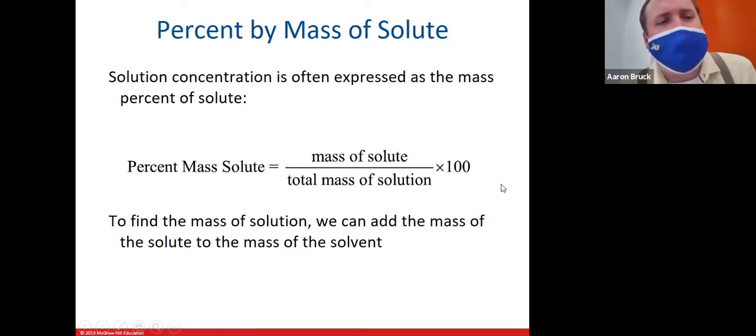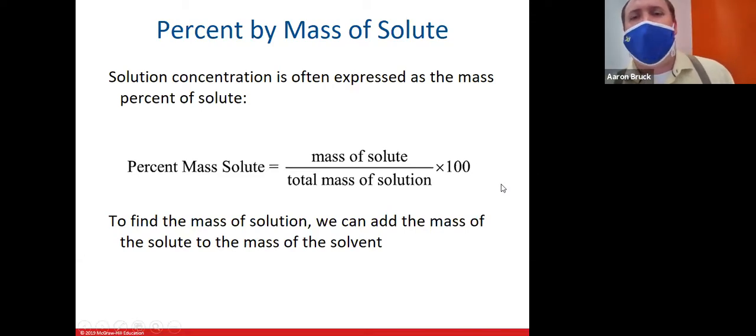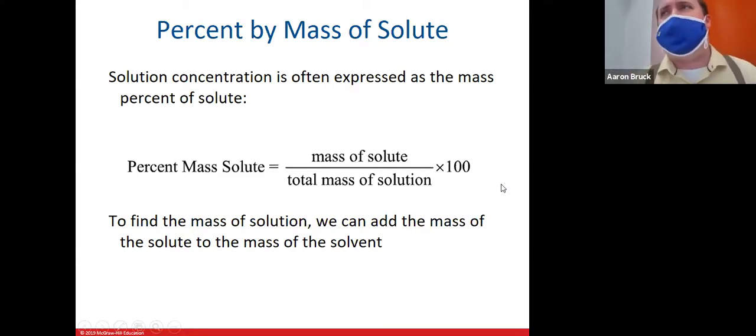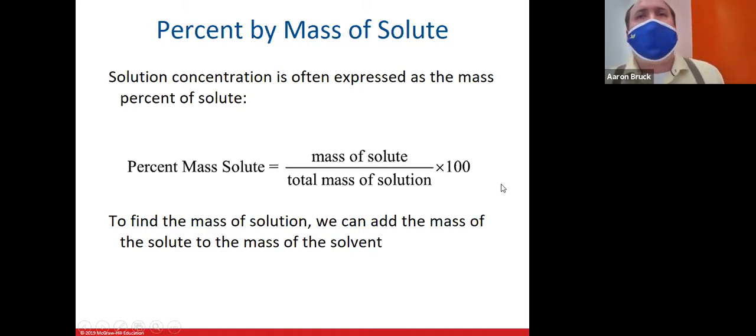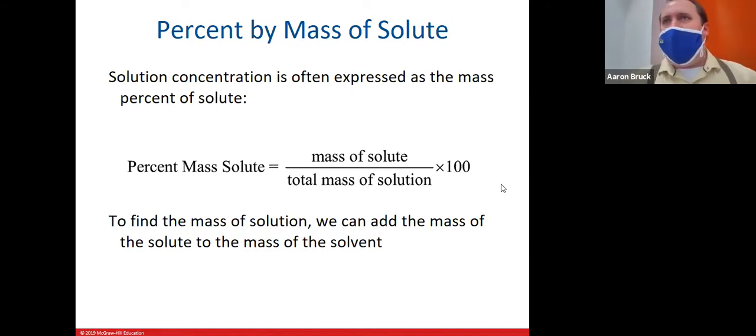So let's start with percent by mass. Percent by mass is one that, even before lab this week, we were familiar with. We talked about percent by mass when we talked about empirical formulas and mole calculations, going back probably about 2 months now.